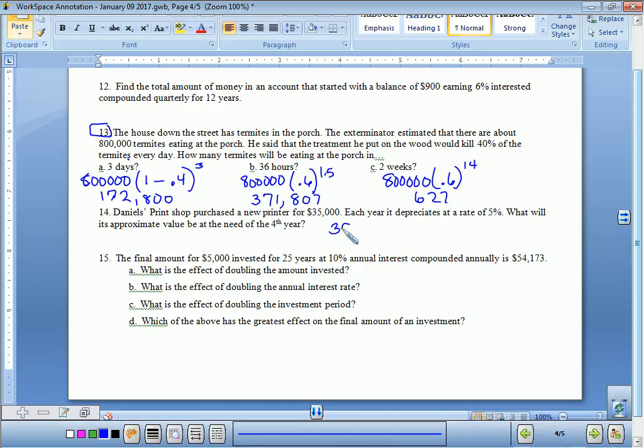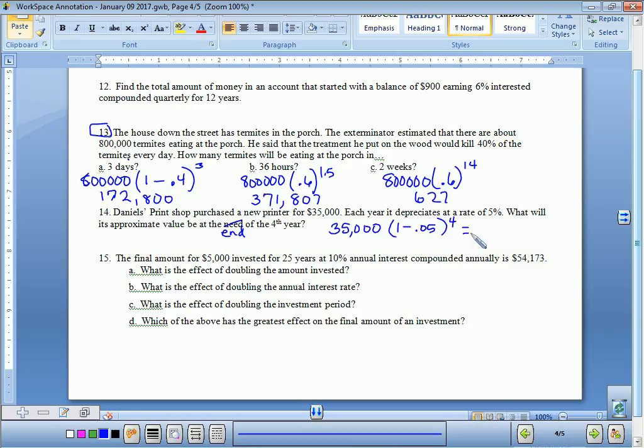So this is 35,000. I'm depreciating, well, this printer is. All right, this is interesting because this should say the end. It says the word need. Should be the end of the 4th year. The end of the 4th year. So that would be 4. What if it said the beginning of the 4th year? That would be 3.